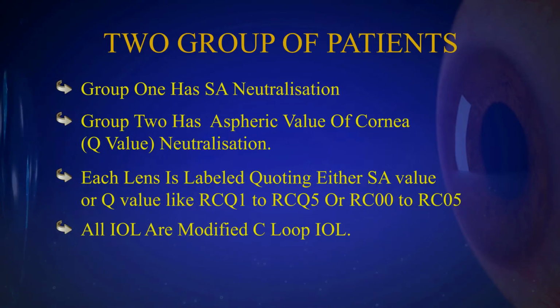Two groups of patients are selected. Group 1 has spherical aberration correcting IOL and Group 2 has asphericity correcting IOL. Each Q value correcting IOL is labeled as RCQ1 to RCQ5 depending upon their ability to correct the Q value, and similarly spherical aberration correcting IOLs are labeled as RC00 to RC05. All are modified C-loop design.